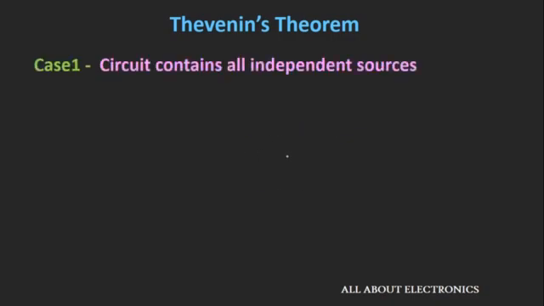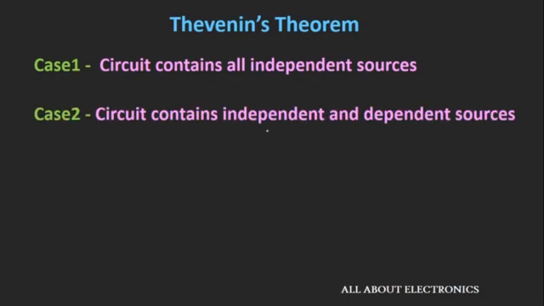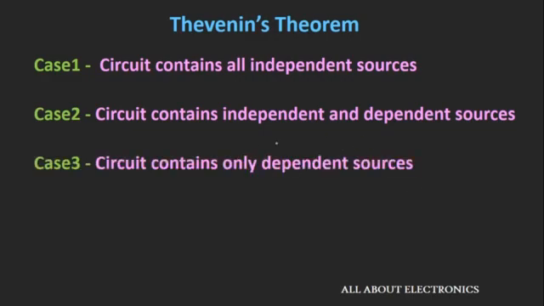The first case is that the circuit contains all independent sources. The second case is that the circuit contains independent as well as dependent sources. And the third case is that the circuit contains only dependent sources. We will see all three cases with one example and see how to find the Thevenin equivalent circuit for all three cases.